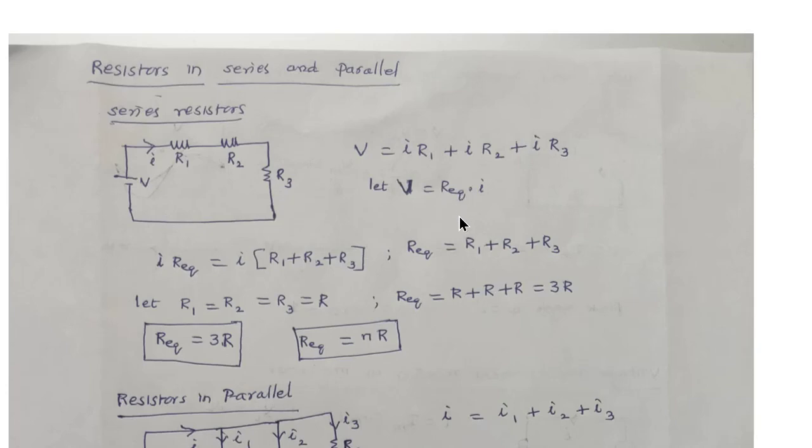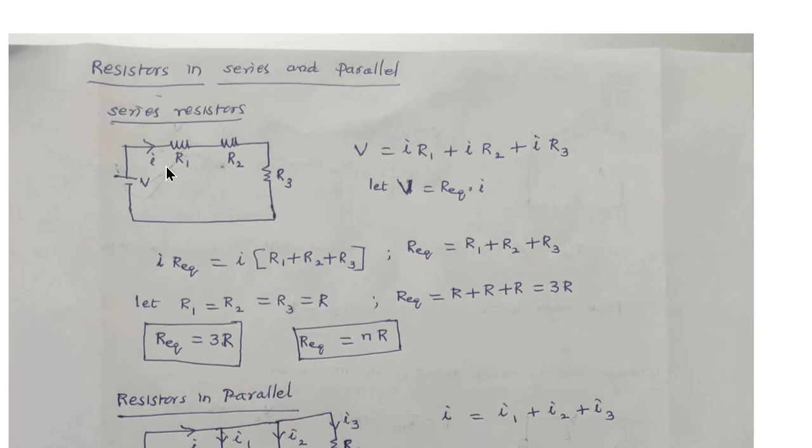So this V, let us say, is replaced with the current flowing I into a resistance called R equivalent. Then substitute this in this equation. Then we get I into R equivalent is equal to I into R1 plus R2 plus R3. From this we can write R equivalent is equal to R1 plus R2 plus R3. If R1 is equal to R2 is equal to R3 is equal to R, then the R equivalent will become R plus R plus R, that is 3R.